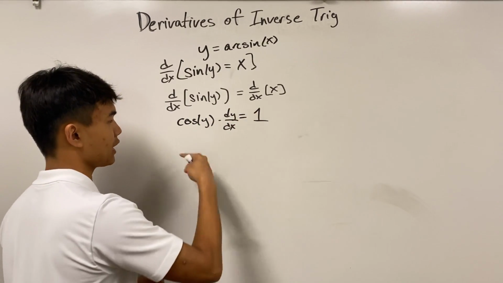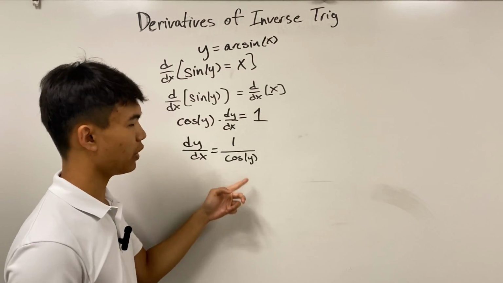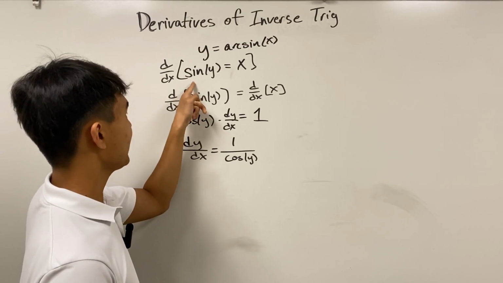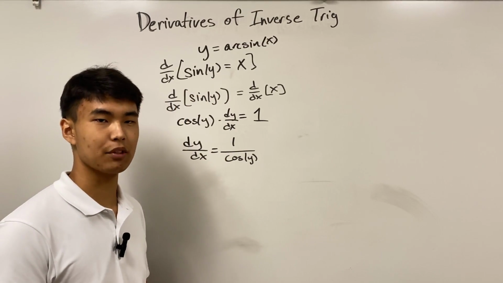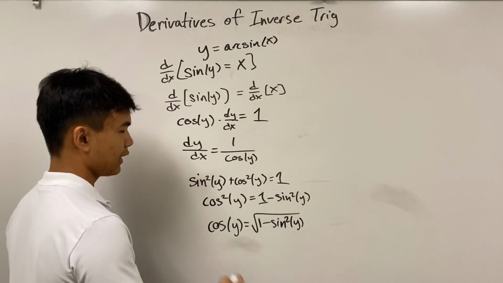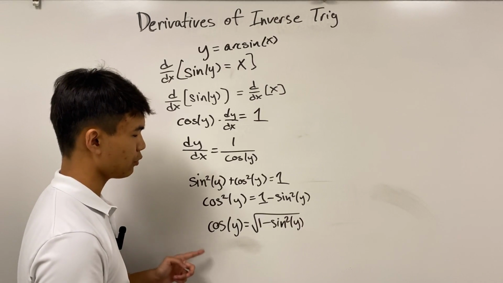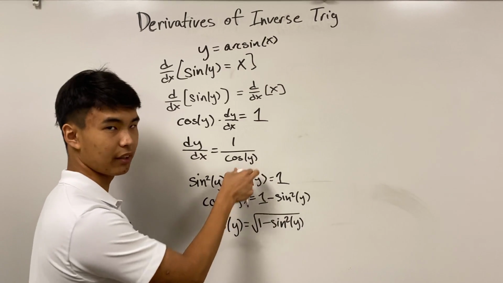Now I'm going to divide both sides by cosine of y to solve for dy dx, like so. I want cosine of y in terms of x, and I already have sine of y in terms of x. I'm going to use the trigonometric identity that relates them to make a substitution. We know that sine squared y plus cosine squared y equals 1. And solving for cosine of y, we get that this is equal to the square root of 1 minus sine squared y. So I'm going to plug this in up here, like so.